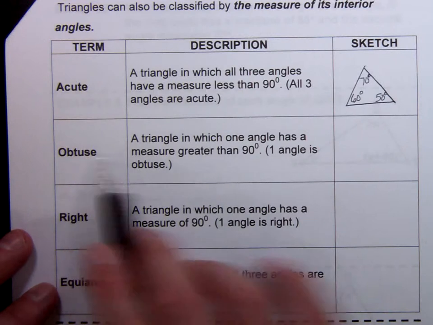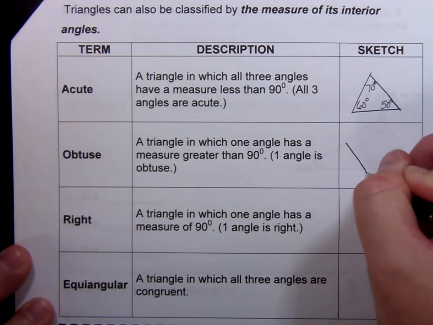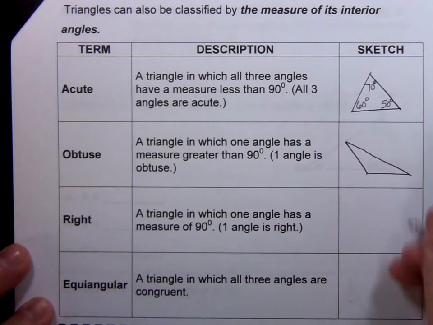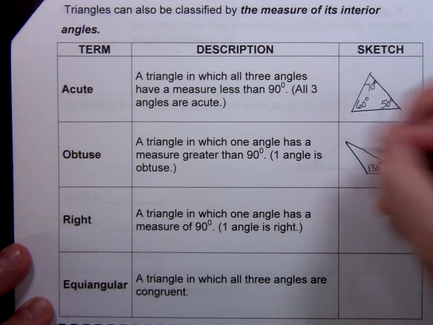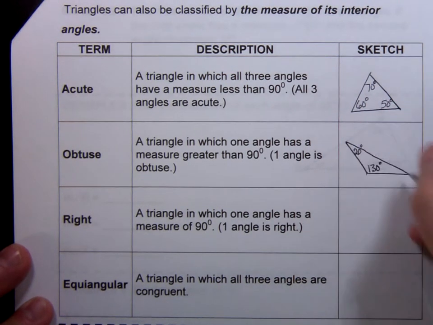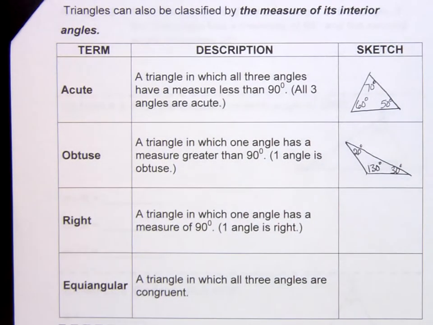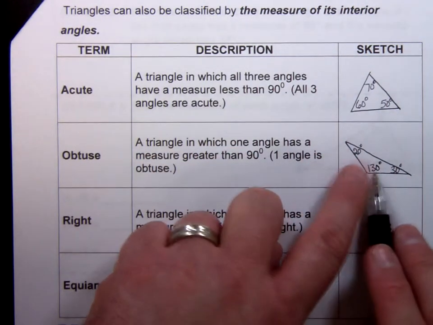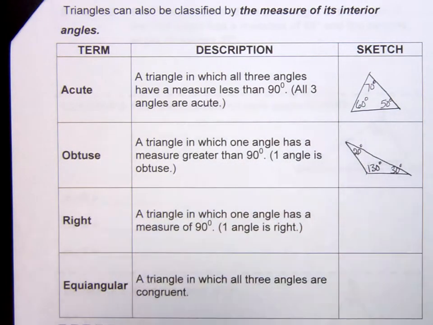For an obtuse triangle, you're going to have 2 acute angles, 1 obtuse angle. So one possible example for an obtuse triangle could be this. The 20 degrees and 30 degrees, both of those are acute, but it's got one angle bigger than 90. It's got one obtuse angle. That makes it an obtuse triangle.